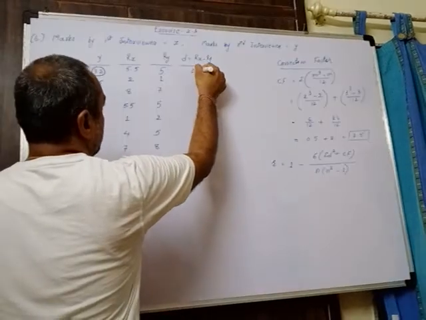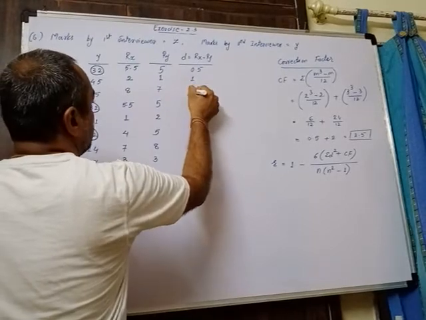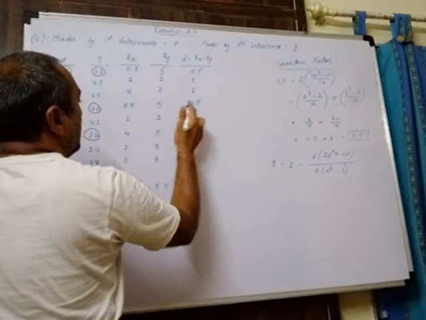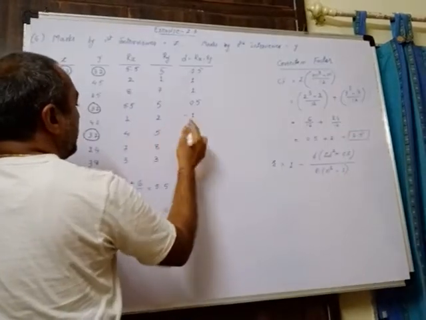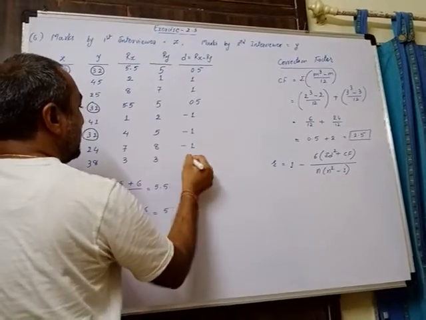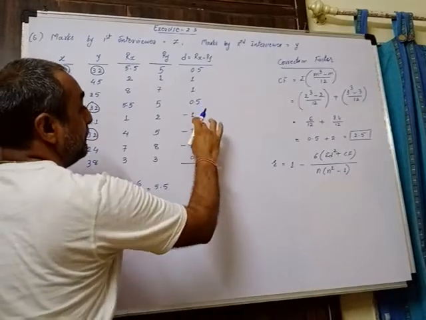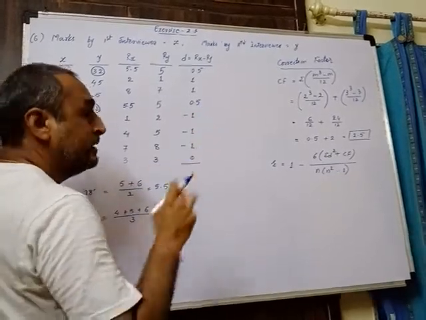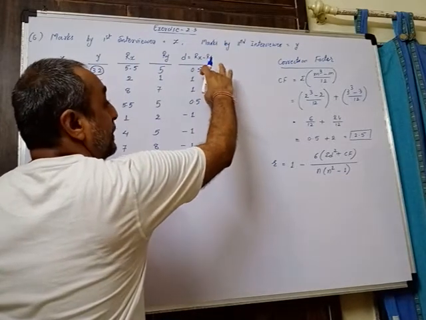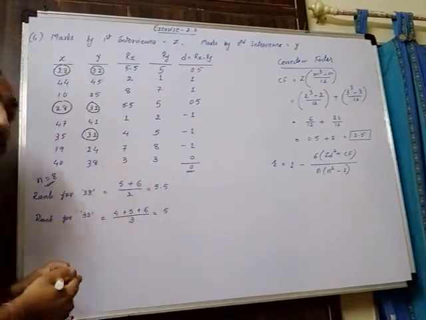So we'll take the difference of these two values. 5.5 minus 5 is 0.5. 2 minus 1 is 1. 8 minus 7 is also 1. 5.5 minus 5 is 0.5. 1 minus 2 is minus 1. 4 minus 5 is minus 1. 7 minus 8 is also minus 1. And 3 minus 3 is 0. The total must be equal to 0. See, the negative values, minus 1, minus 1, minus 1, give minus 3. And the positive values, 1 plus 1 is 2, and 0.5 plus 0.5 is 1, so 3. That is how much we have, so the total is 0.